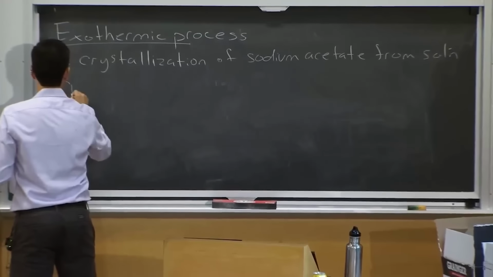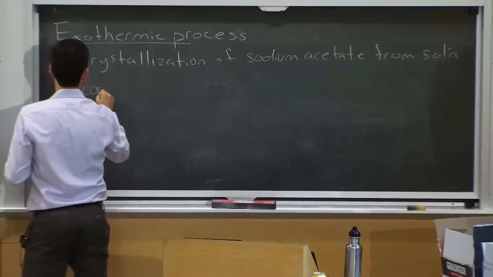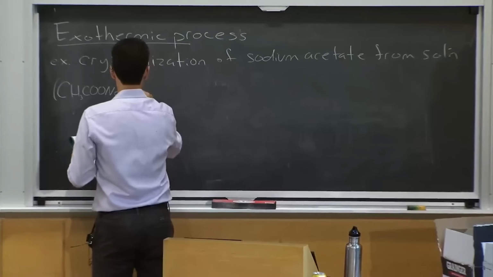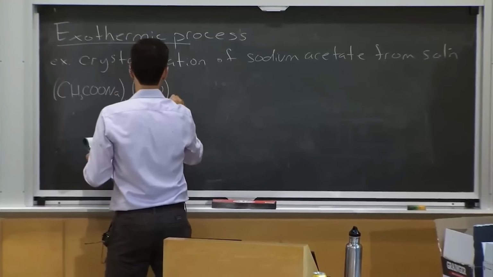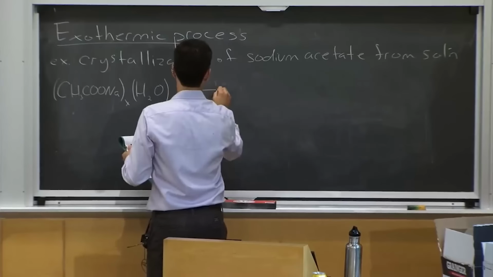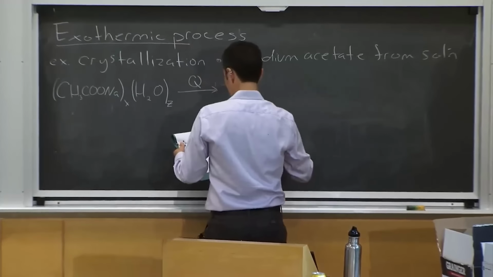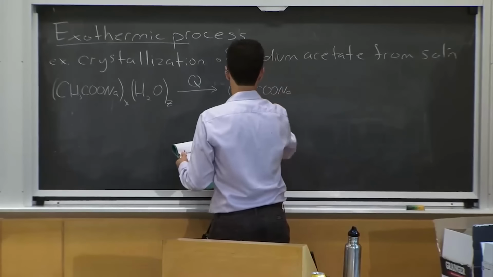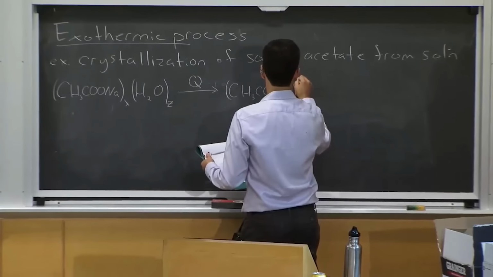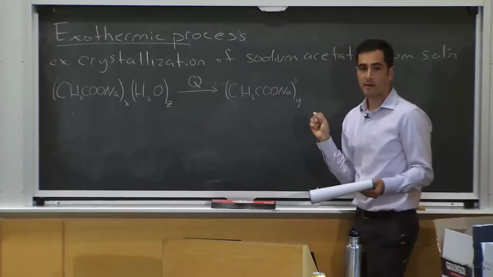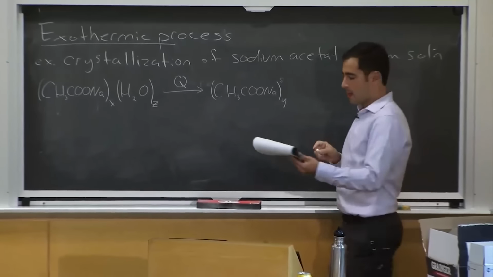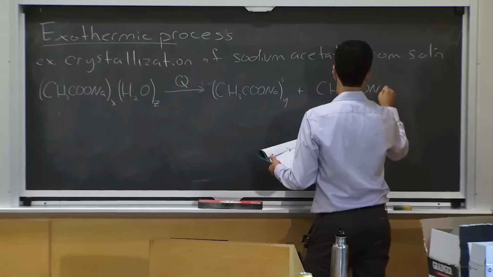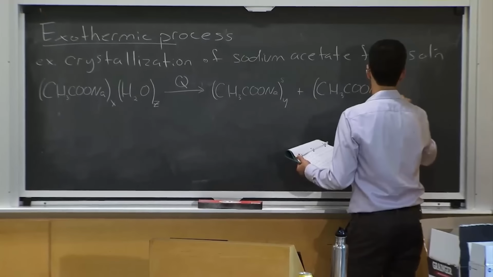So CH3COONa, let's see, the way I wrote this was like this. X H2O, Z. The reaction is like this. It goes with some heat Q, and it becomes CH3COONa, Y. I'm going to put a little solid there because it came out of solution and formed a solid crystal. And then CH3COONa, X minus Y, H2O.